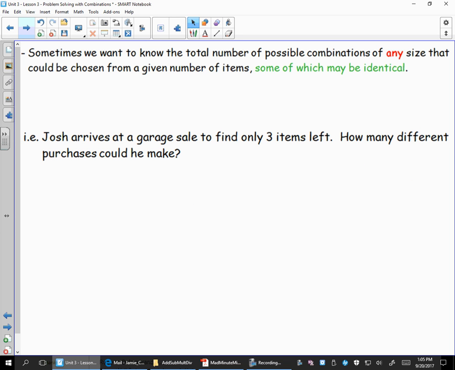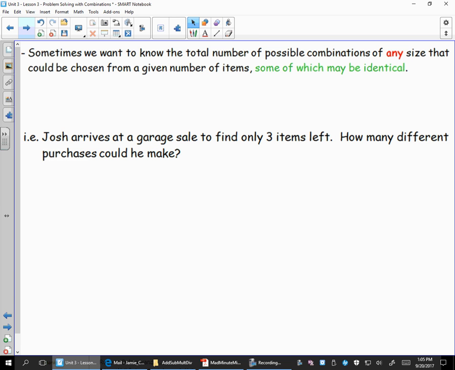So sometimes we want to know the possible combinations of any size that can be chosen from a group of items. I don't necessarily want to pick 5 classes for my program next year. Maybe I want to pick as many classes as I want to: 1 or 2 or 3 or 4 or 5 or 12, I don't know. And sometimes some of these classes may be identical. I can't tell them apart. Well, in these situations, we have to approach them in a slightly different way.